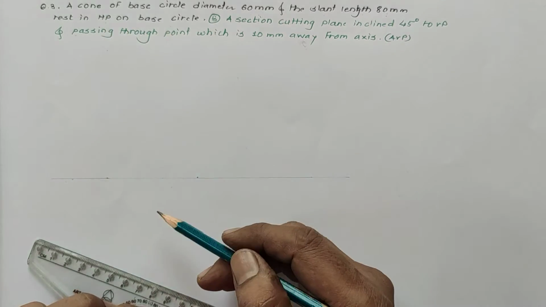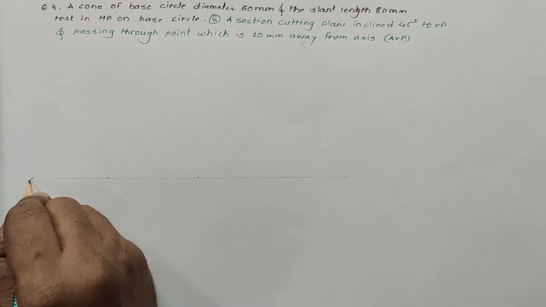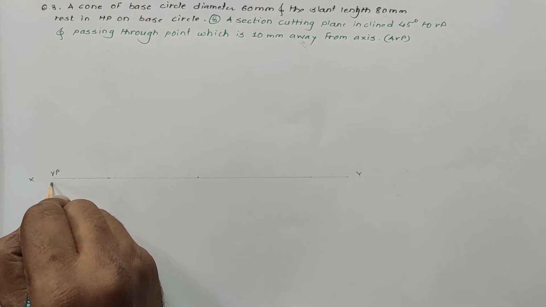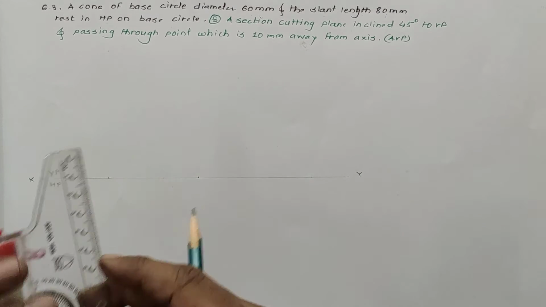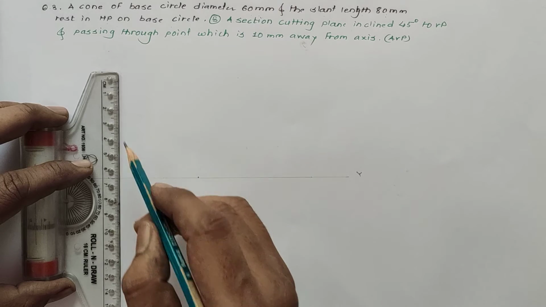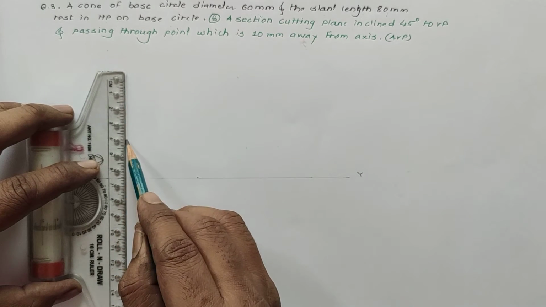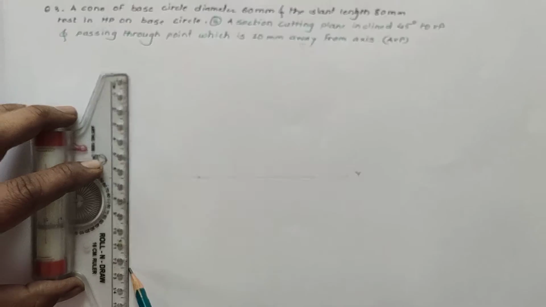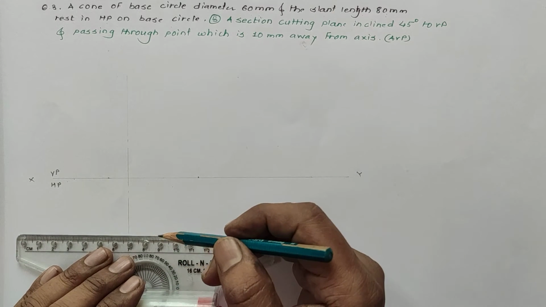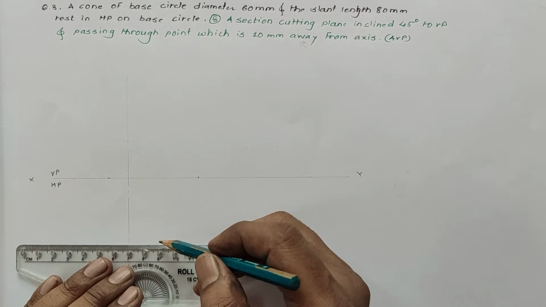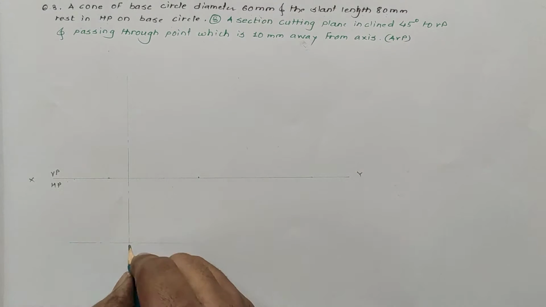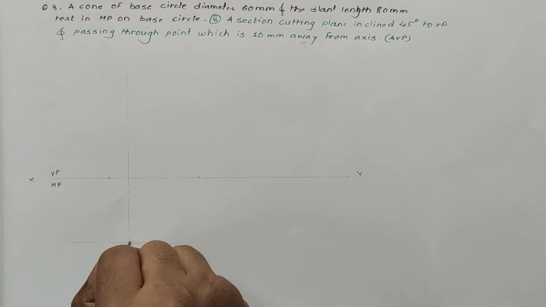So first mark the XY line. This is the VP and HP. Then draw the vertical line. First we mark the center point for the circle. Draw the horizontal center line. We get the center point.